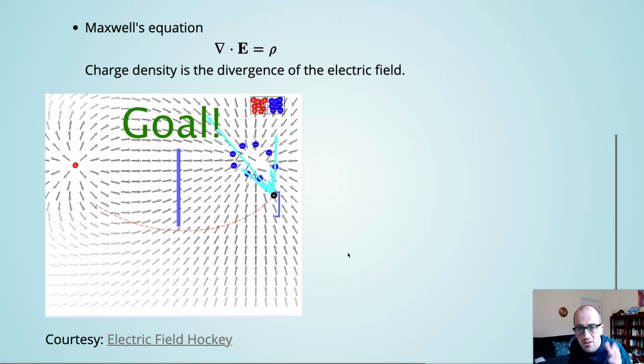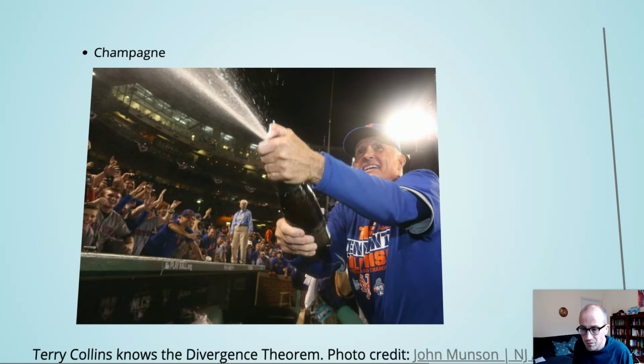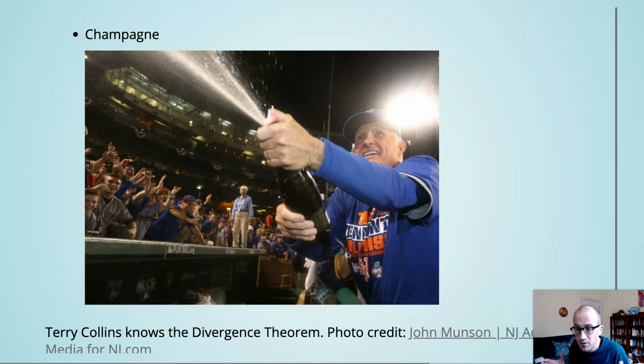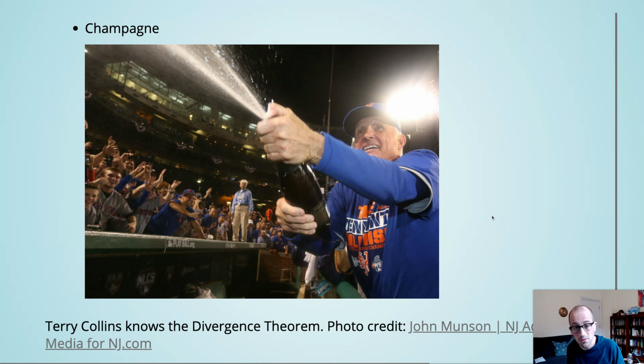How can you remember the divergence theorem? I said it was a conservation law, like something's conserved here. Well, all you have to do is think about champagne. Now, this is a sight maybe familiar to many of you, at least in general. That the Mets are celebrating is a little more rare here. But here's Terry Collins, 2015, celebrating winning the National League pennant. And what's he doing right here? It's pretty clear that Terry Collins understands the divergence theorem.